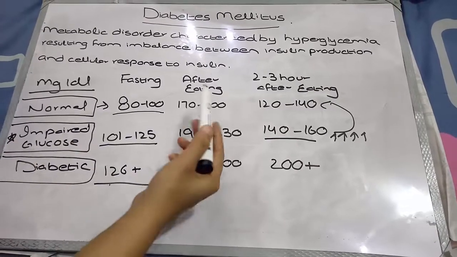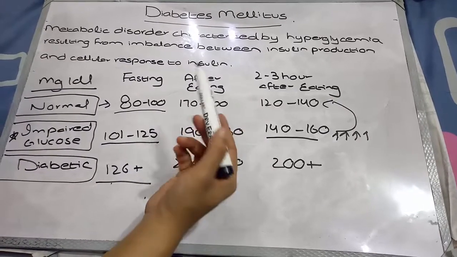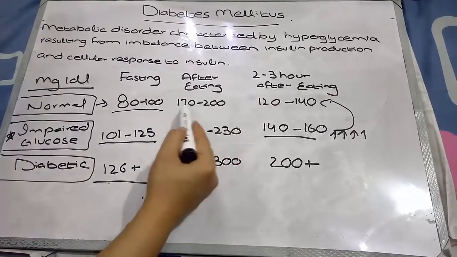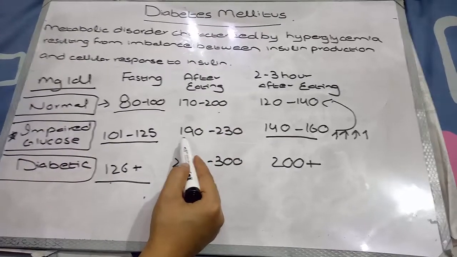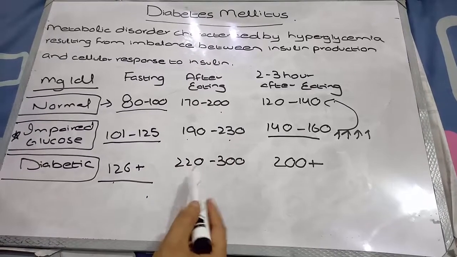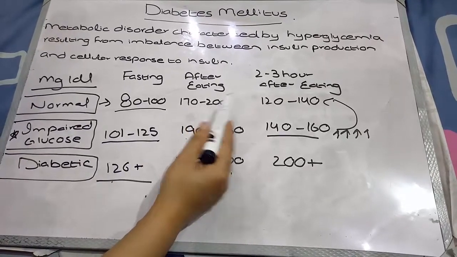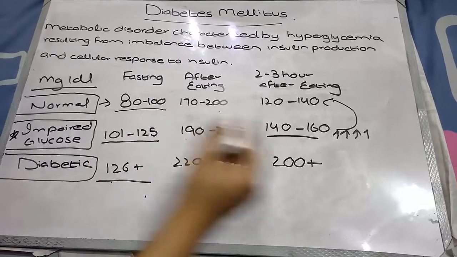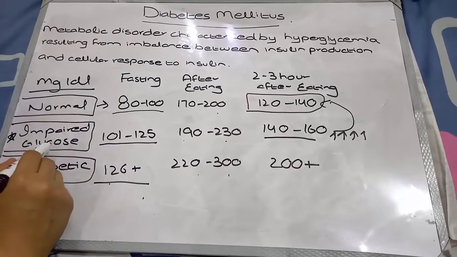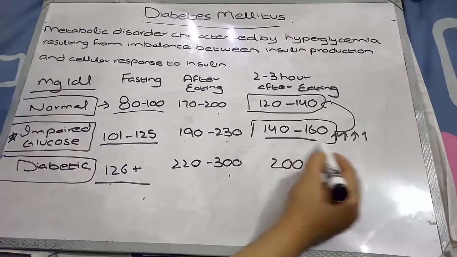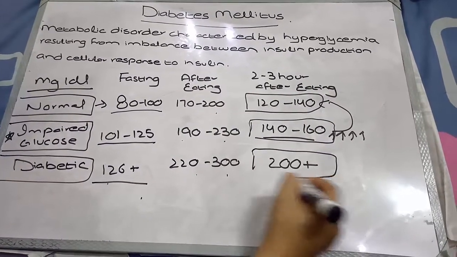After eating, the normal individual has a blood glucose level of 170 to 200, which is obviously because when you eat anything, your blood glucose level would be high. In those patients who have impaired glucose, the blood glucose level is between 190 to 230. And in a diabetic patient, the blood glucose level will be between 220 to 300 after eating. And after 2 to 3 hours of eating, in a normal individual the glucose will return back to normal. In those patients who have impaired glucose level, the glucose will range between 140 to 160. And those patients who are diabetic, their blood glucose level would be greater than 200.